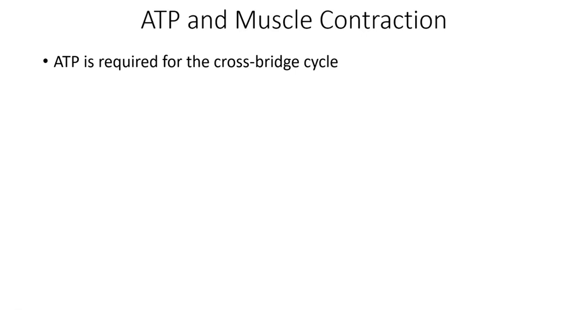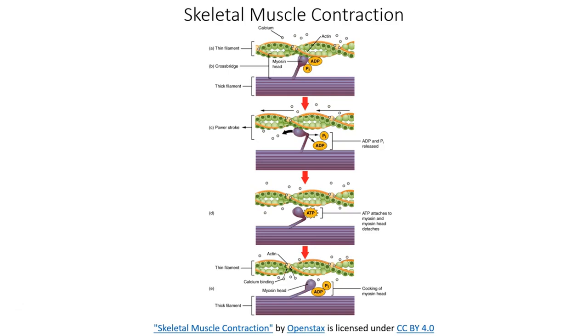So ATP, like I said, is required for that cross-bridge cycle to keep going, especially if we need that muscle contraction to be sustained and keep going and not relax too soon, because obviously there's some cases where we don't want our muscles to relax immediately after contracting. So we're going to have that contraction happen.